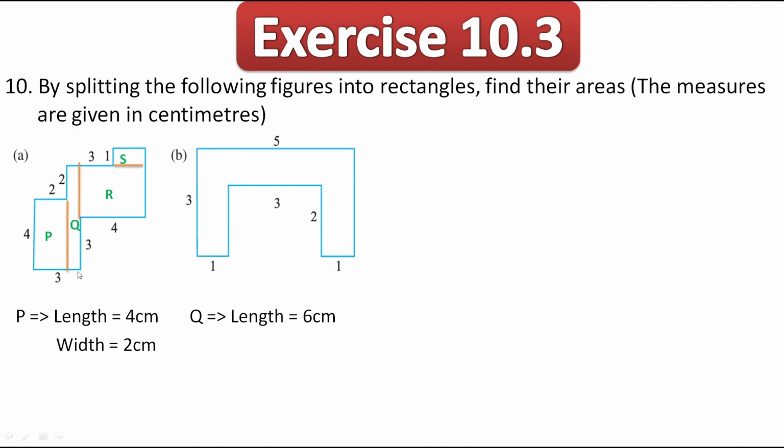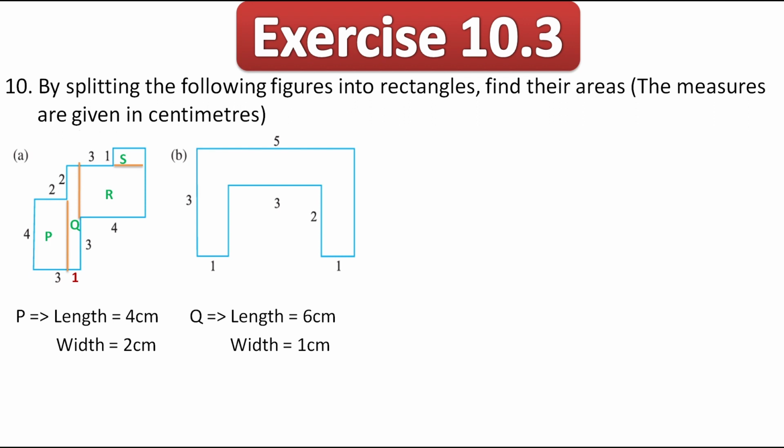As we all know, opposite sides of the rectangles are equal. Therefore this is 2, means this much is 2 only. So 3 minus 2 will give you 1. Therefore the width of Q is 1 centimeter. Okay, now we will write the length and width of rectangle R.